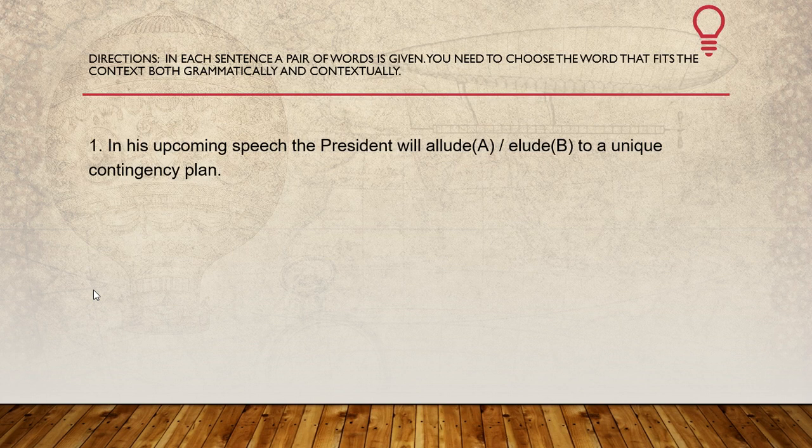Directions says in each sentence a pair of words is given. You need to choose the word that fits the context both grammatically and contextually. So, what is your word? You need to select one option, that is either A or B. The word should fit the sentence and make it grammatically as well as contextually correct.